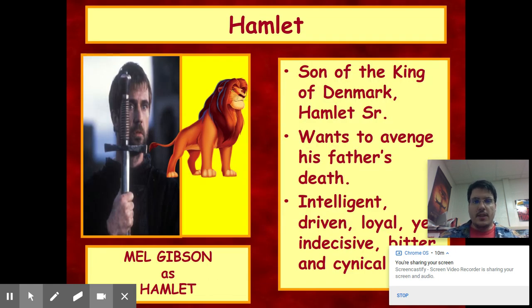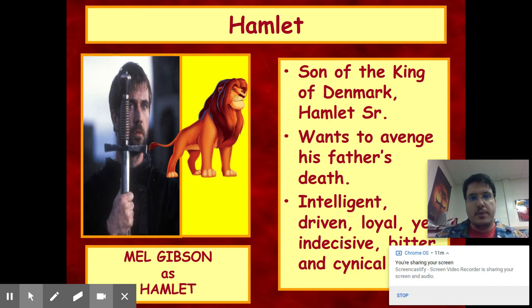Hamlet, he is the Prince of Denmark. He is the son of the former king. He is, if you're thinking Lion King, this would be Simba. He's incredibly intelligent. He's incredibly driven. He's kind of one-track minded. He's extremely loyal. But he does have some character flaws.